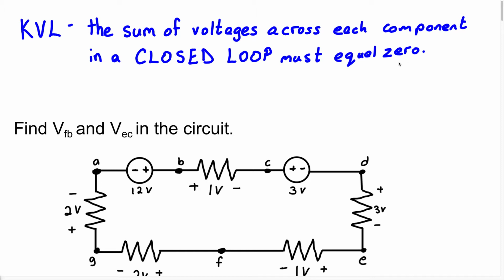Now, the key word here is going to be closed loop. We must be able to identify the loops. Just like in Kirchhoff's current law, where we had to be able to identify essential nodes, we must be able to identify closed loops. As we work through these problems, I'm going to be showing you exactly what is a closed loop. So don't worry too much if you don't have a firm grasp on that as yet.